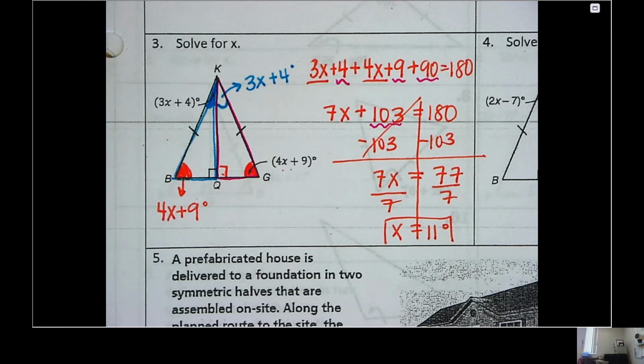Okay, now move your number to the other side. Don't forget your degree symbol because you're talking about an angle. Careful. That divided by that is not that.